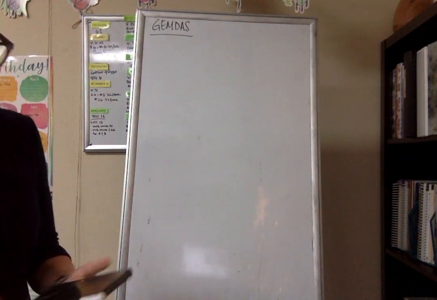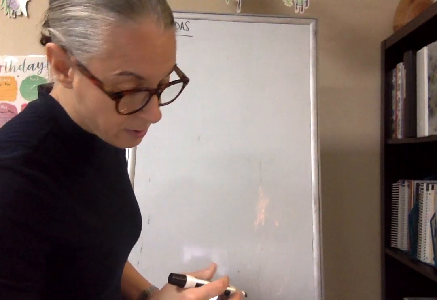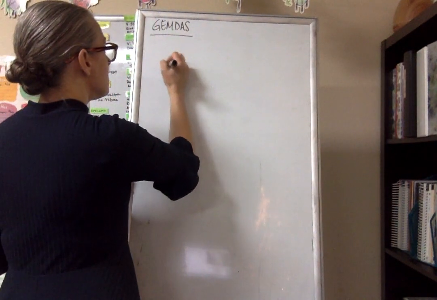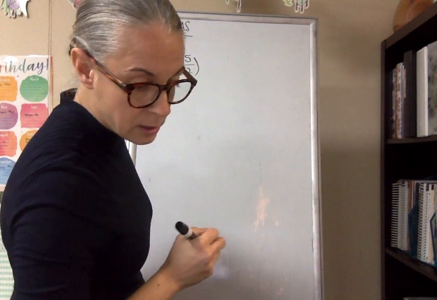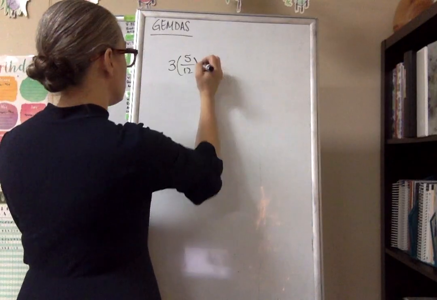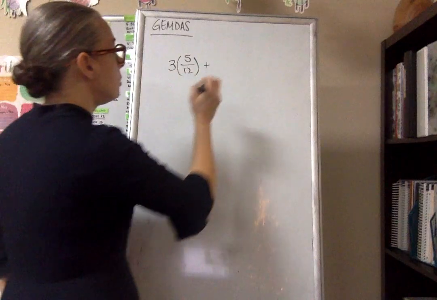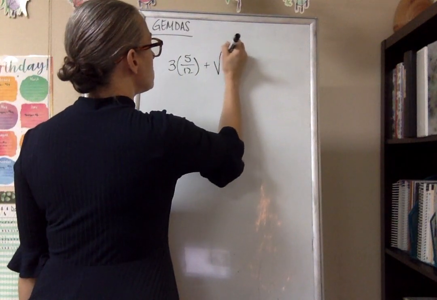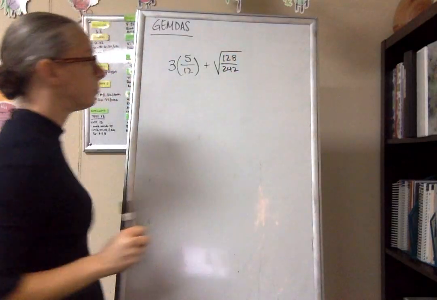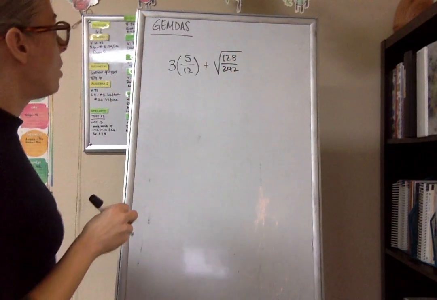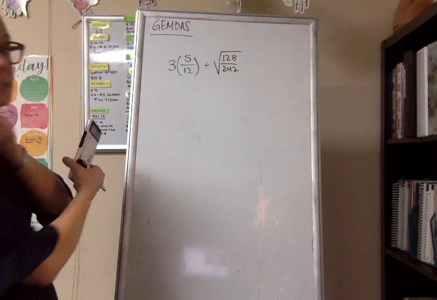So for example 5, I have 3 times 5 over 12 plus square root of 128 over 242. Okay, now GIMDAS tells me I need to start with the grouping symbol.